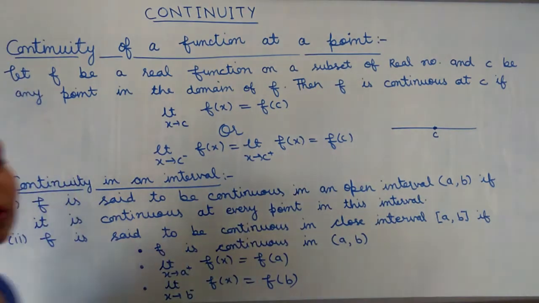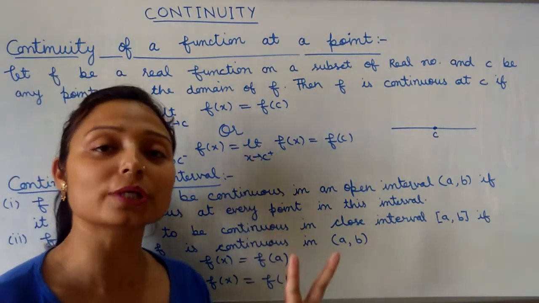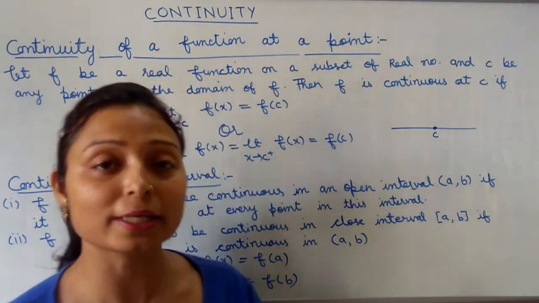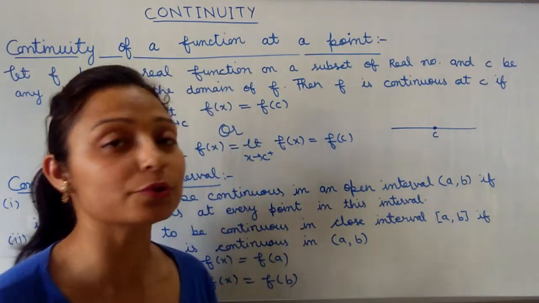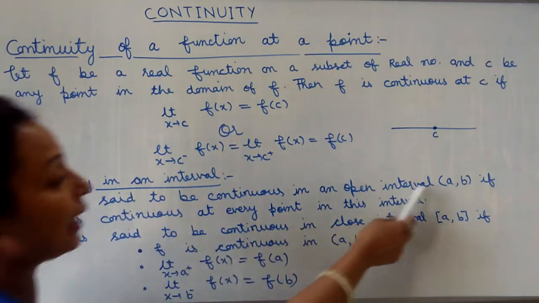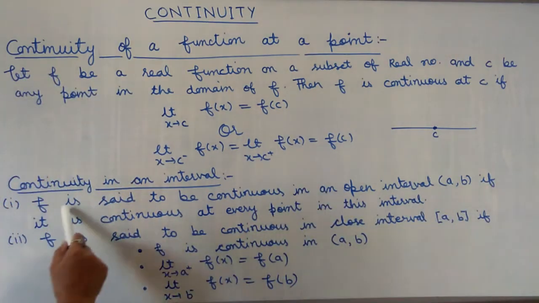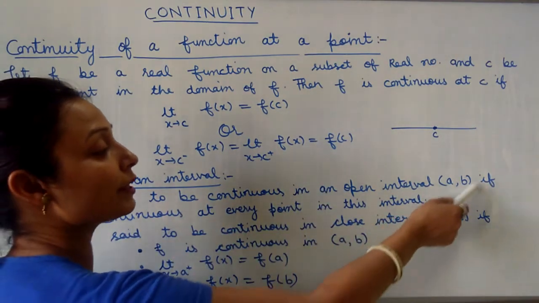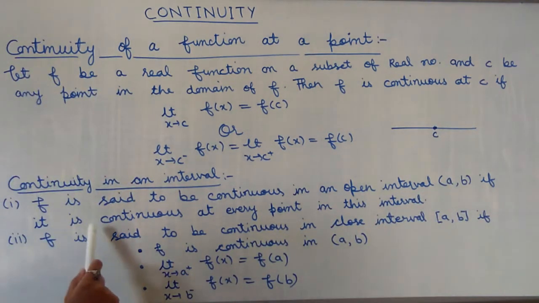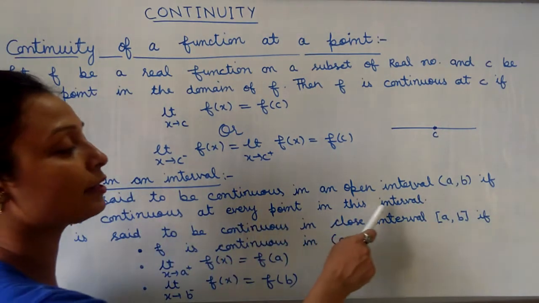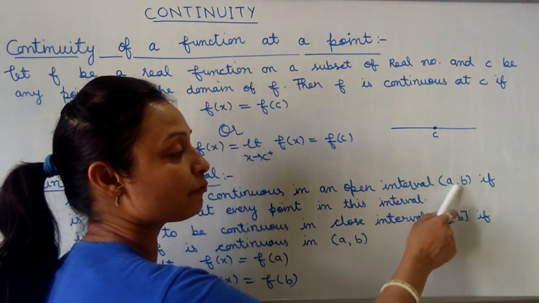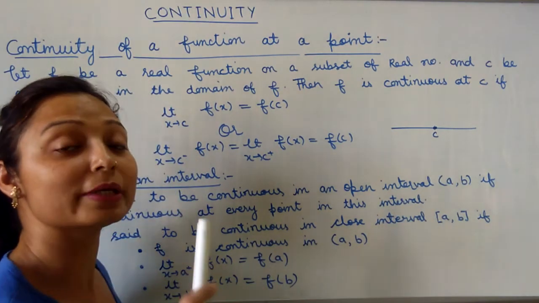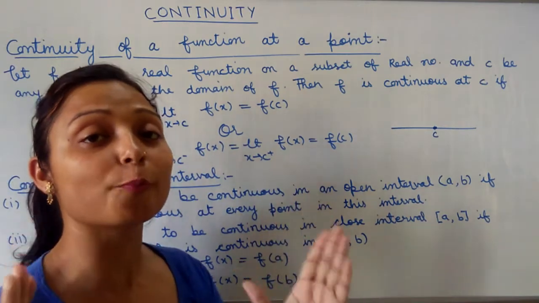If we talk about intervals, there are only two types of intervals: first is open, second is closed. A function is said to be continuous in the open interval if f is continuous at every point in this interval. If it is continuous at every point from a to b, then it is said to be a continuous function in the open interval.